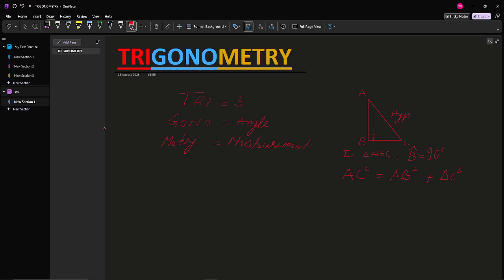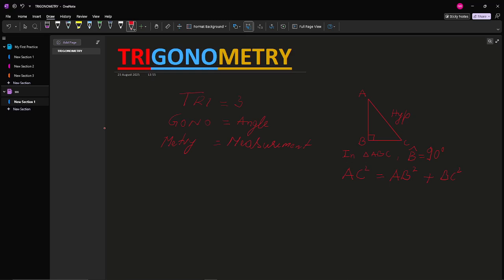In a right angle triangle, there are three sides. One is going to be the hypotenuse. The remaining two are the other two sides, which are AB and BC. So it says the square on the hypotenuse, that means AC square, is equal to the sum of the squares on the other two sides, AB and BC. That is, AC square is equal to AB square plus BC square. So this is an important part.